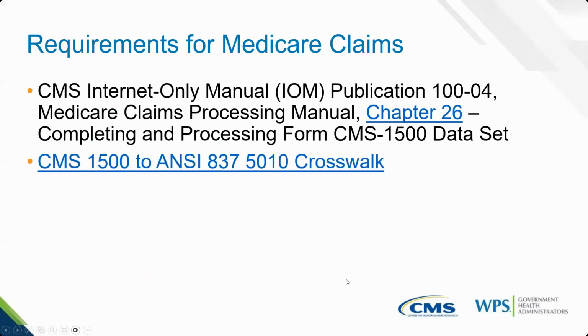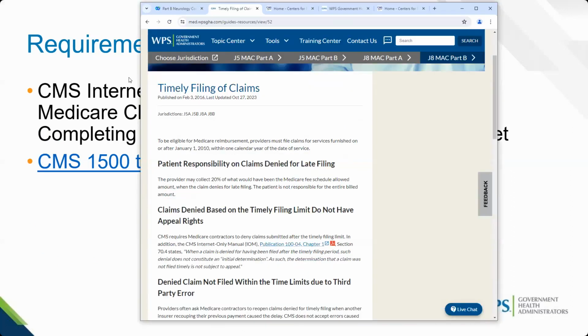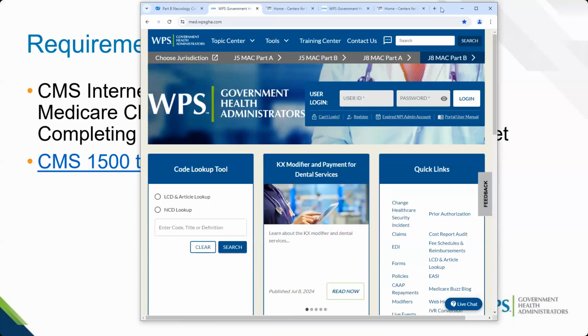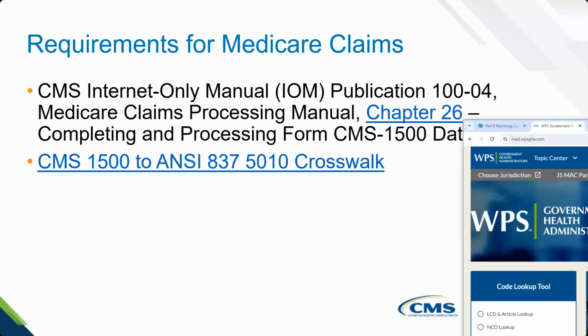Resources and tools. Now there's a lot of information here, and I'm not going to specifically go through all of them because I touched on a lot of them already. But if you're looking for requirements for the claim form, what is it you need to put on the claim form? Here is a link in Chapter 26 to completing and processing the 1500 data set. I want to show you another tool that I have found to be particularly helpful, and I like to point this out and demonstrate it during my presentations. I'm going to the W, and that is the second one there, that crosswalk.